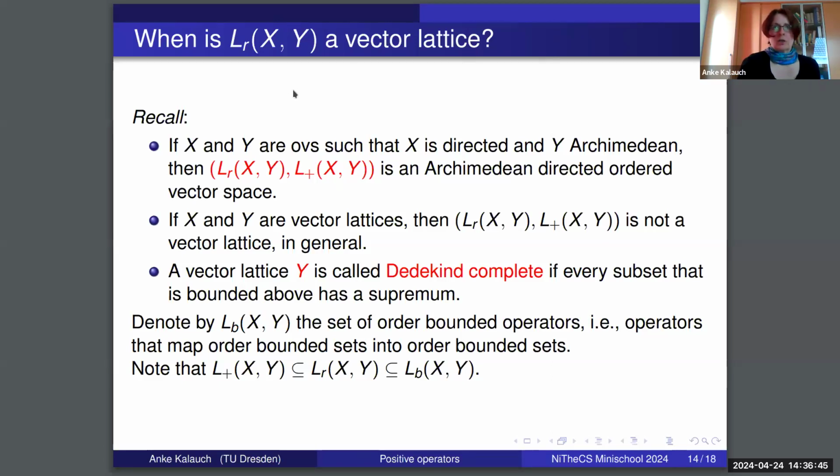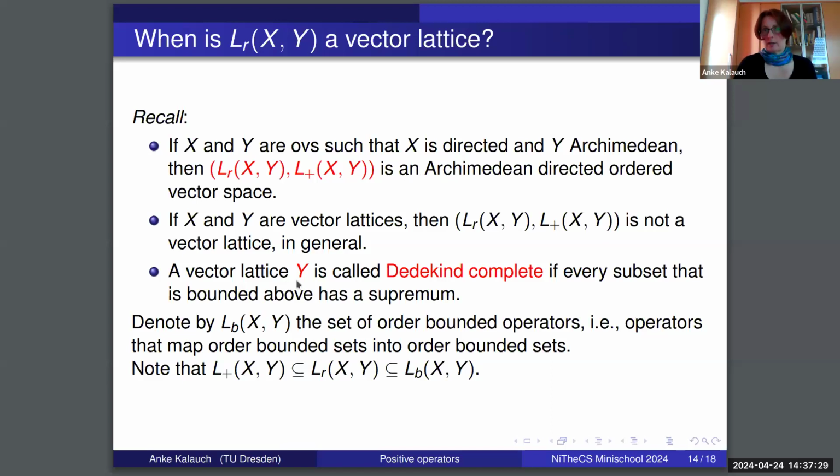So what did we already have? If X and Y are ordered vector spaces such that X is directed and Y is Archimedean, then we observed that this ordered space of regular operators equipped with the cone of positive operators is an Archimedean directed ordered vector space. And I also already mentioned that it is in general not a lattice. And it will be important that Y, the range space, is Dedekind complete. This is a very strong condition, but this gives very nice results about this space of operators.